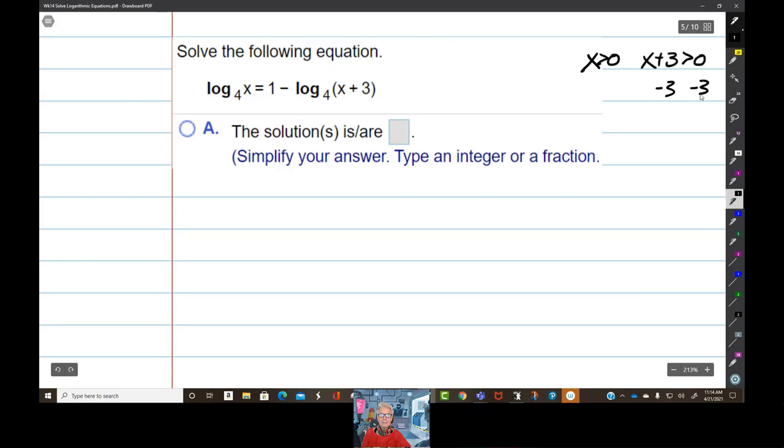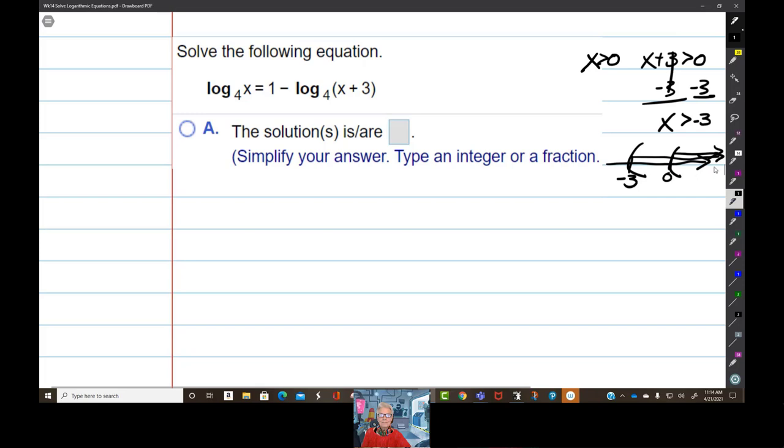Subtract 3, subtract 3. X has to be greater than negative 3. Make a little x-axis. Here's 0, here's negative 3. x has to be greater than 0, x has to be greater than negative 3, and it's only where the two arrows overlap that I can find my answers, or answer. So X is greater than zero. I mean, sometimes it doesn't take a lot of thinking, but sometimes it does.